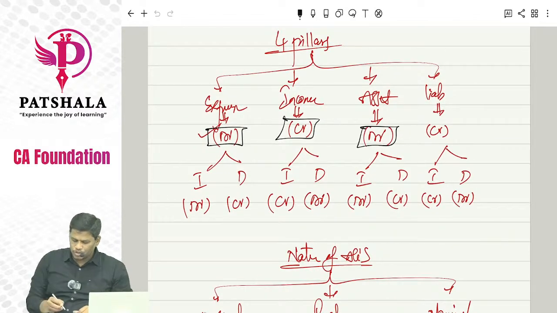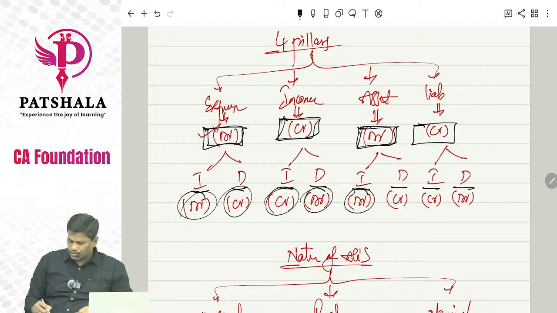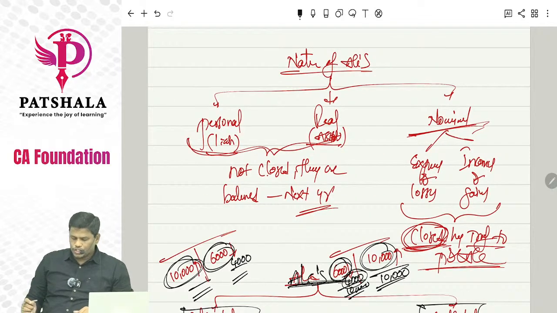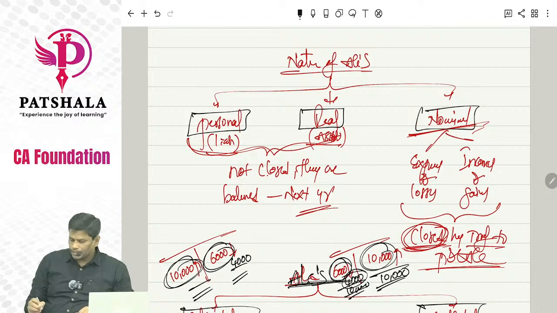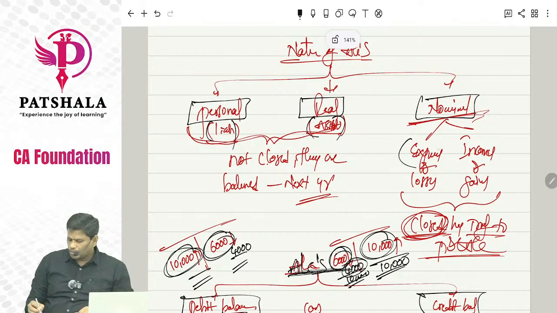asset, liability. Expense shows which balance, income shows which balance, asset shows which balance, liability shows which balance, when it will increase and when it will decrease. I have given you debit, credit, debit, credit. Done. Next, nature of accounts: personal, real, nominal. Personals are all liabilities, reals are all assets, and nominal is expense, income, losses, gains.